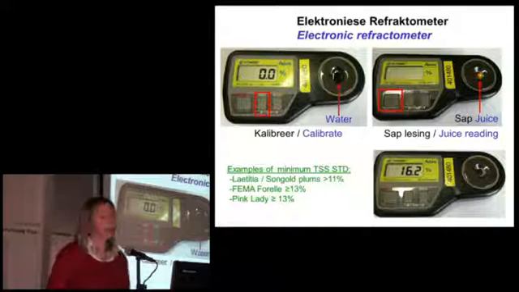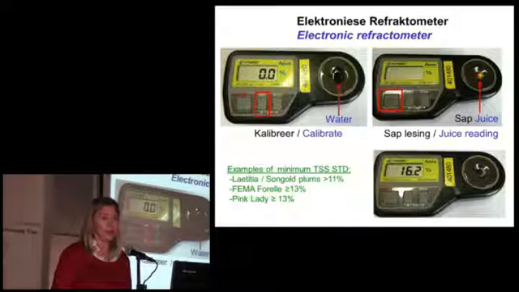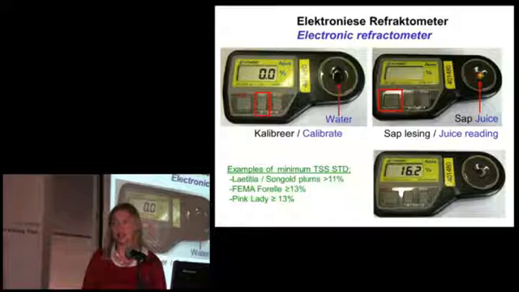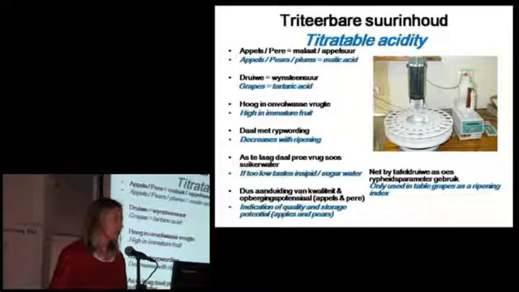Examples where we use this, all the standards, doesn't matter whether it's apple, pears, plums, all have a certain TSS level they need to be at before they can be marketed. Different markets have different minimum standards. For instance, for Letitia and Songold, you can't market them if they're lower than 11% TSS. Pink Lady, for instance, needs to be higher than 13%. The Forelle, the Forelle that's really firm when they're eaten, should have a high sugar content. Otherwise, they don't taste nice. So that's why it is important.